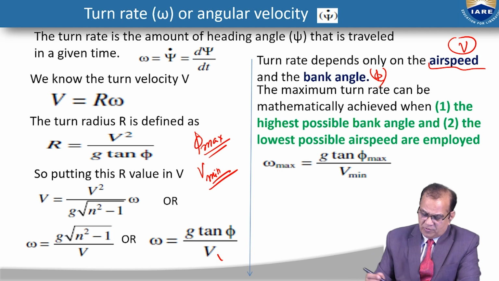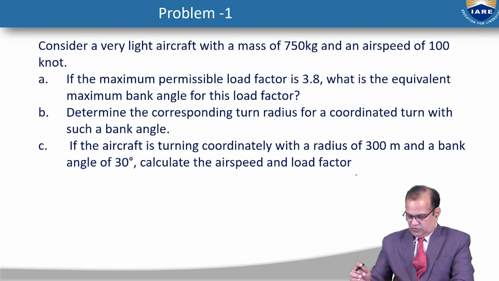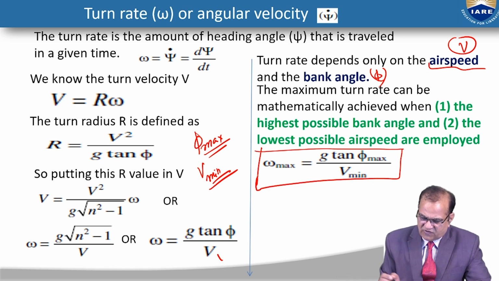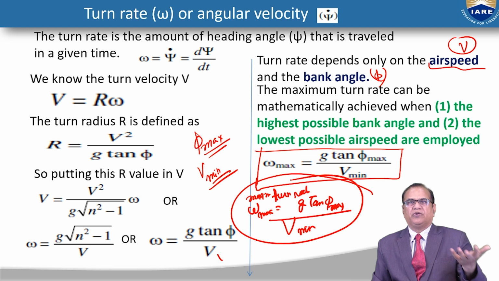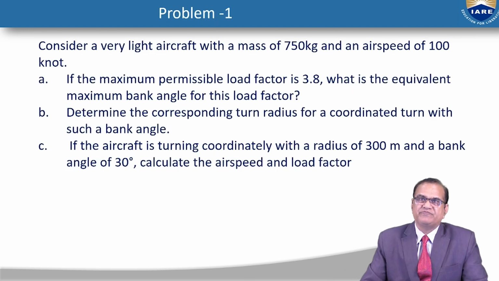So here omega maximum, we can get that as g tan phi maximum divided by V minimum. So this is the final equation which we have got for maximum turn rate: omega maximum is equal to g tan phi maximum divided by V. Phi should be maximum and velocity should be minimum. This we have to take care of to get the omega maximum. Now we will see the problem.